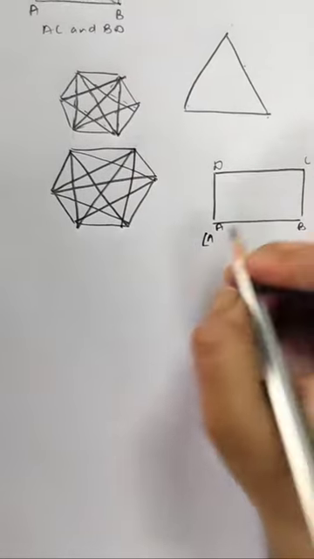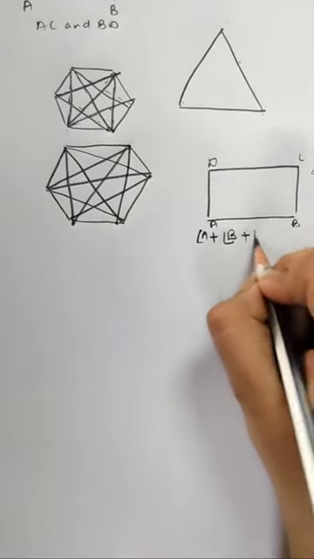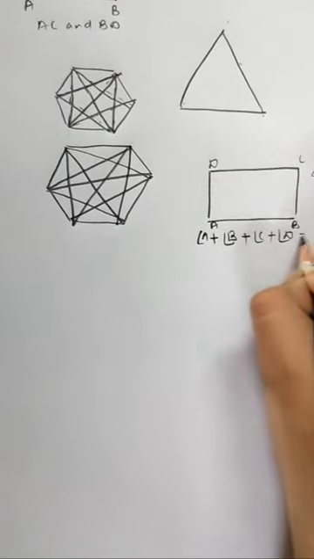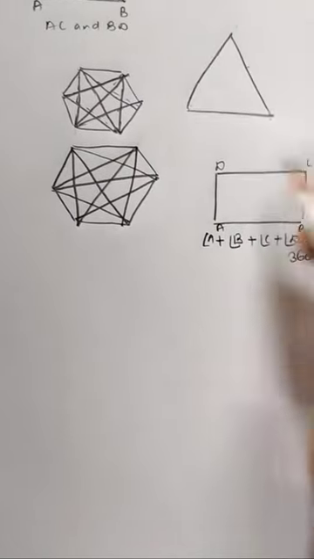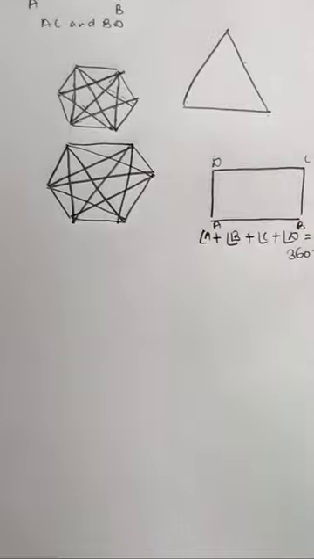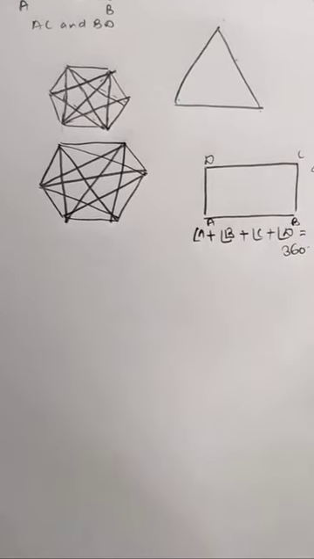If we have to find the angle sum property, then angle A plus angle B plus angle C plus angle D, as I already told you, will be equal to 360 degrees. So in any convex quadrilateral, the angle sum will be equal to 360 degrees.